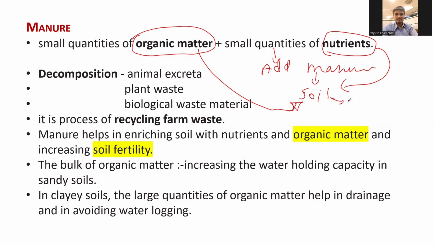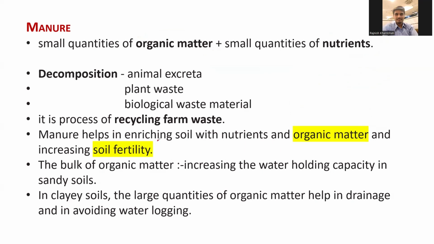After that, it will help in increasing soil health. The soil becomes healthy, good for the plant. The same thing is written: it will help in enriching the soil with the two things, nutrients and organic matter. When you add these two things into the soil, it will increase soil fertility and soil health. And fertile soil is very important for crop production.